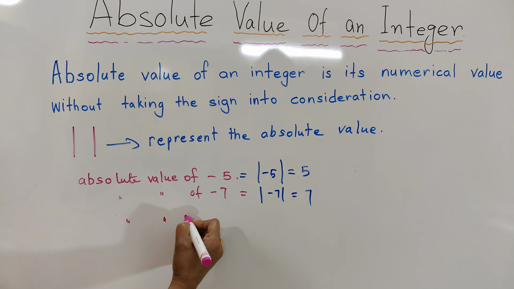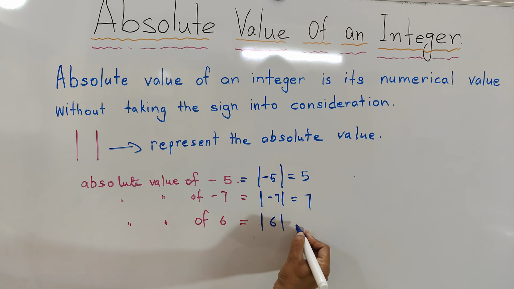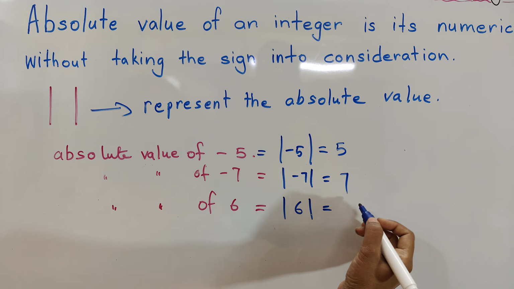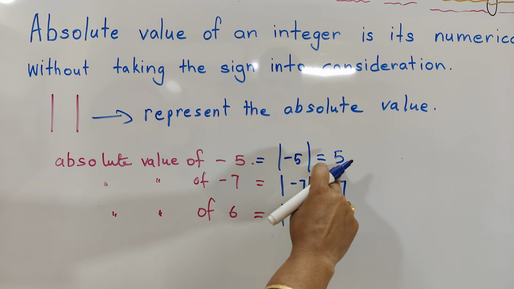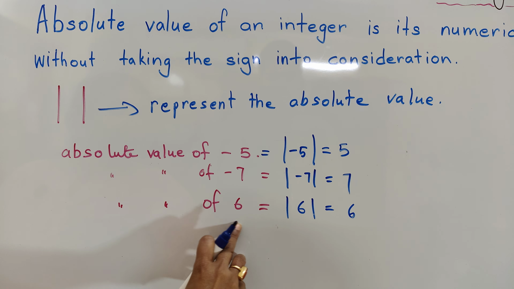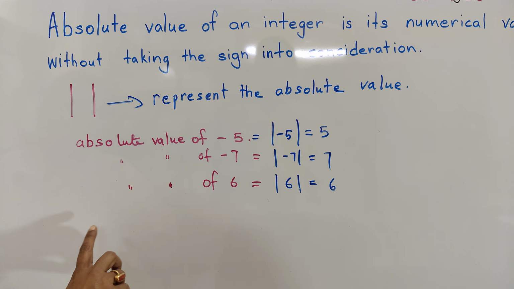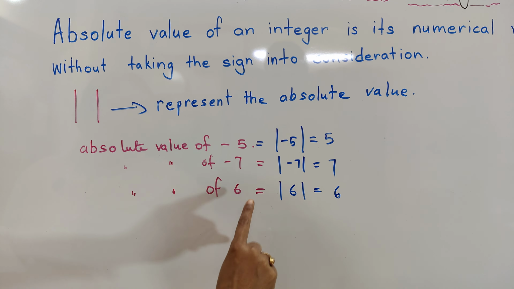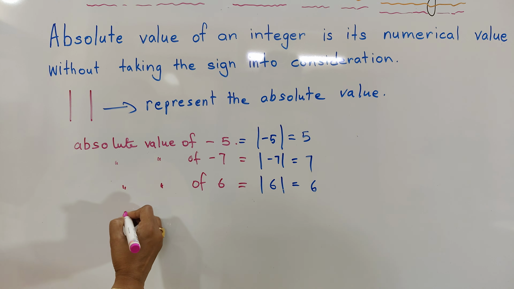Absolute value of 6. Inside the vertical bar, we will write 6. Absolute value of 6 is 6. So in case of a negative number, it changed to positive. In case of a positive number, when we find the absolute value, it will remain positive. So basically what we are seeing here is just changing the numbers into positive. Let's do the last example.